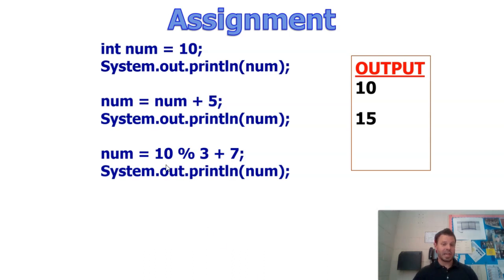Okay, mixing stuff together here. Like we said, when we have an expression, the mod, along with multiplication and division, is going to happen before addition and subtraction. So here when I reassign num to 10 mod 3, well, what's the remainder when I divide 10 by 3? It's a 1. 3 goes into 10 3 times, with a remainder of 1. So this would be a 1 plus 7. Num therefore gets reassigned to an 8. When I print it, we get the 8 there.